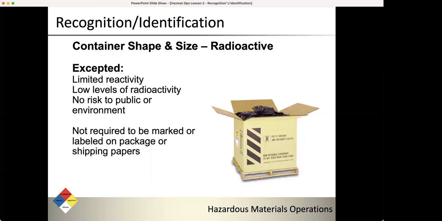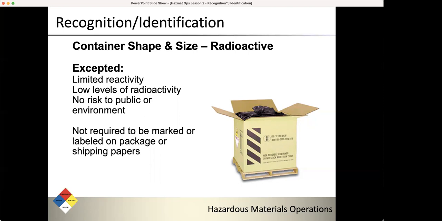All right, radioactive containers. There are multiple names for the radioactive containers. The first one we're going to talk about is called excepted. This has limited radioactivity, low levels of radioactivity, no risk to the public or environment unless you get it in your body. There's no requirement to be marked or labeled on the package or even in the shipping papers. That's how low it is. It could be just a cardboard box, like shown there.